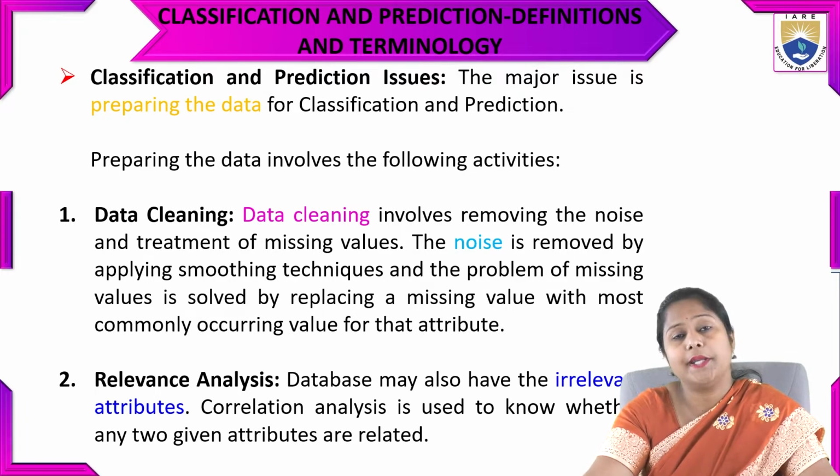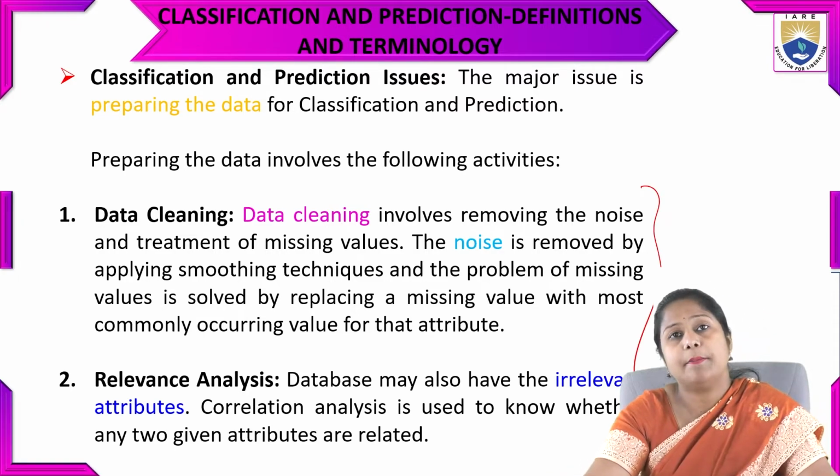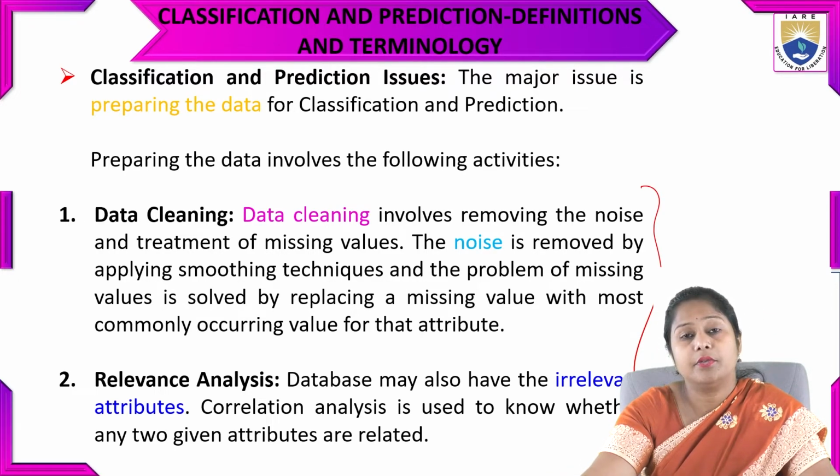The major issues for preparing the data for classification and prediction involve some problems and some activities. First is data cleaning. Data cleaning involves removing noise as well as missing values. How are we going to remedy missing values, unknown values, wrong values, invalid values? The noise will be removed by applying some smoothing techniques. Some methods are there, and on that basis we have to rectify the noise as well as the missing data.